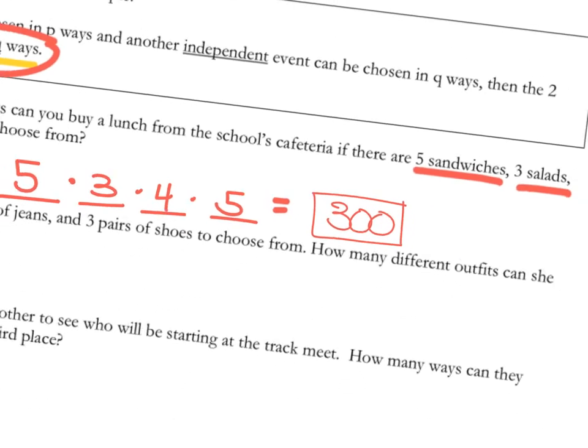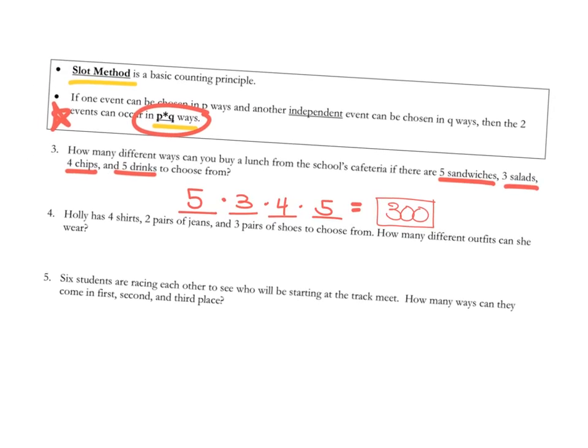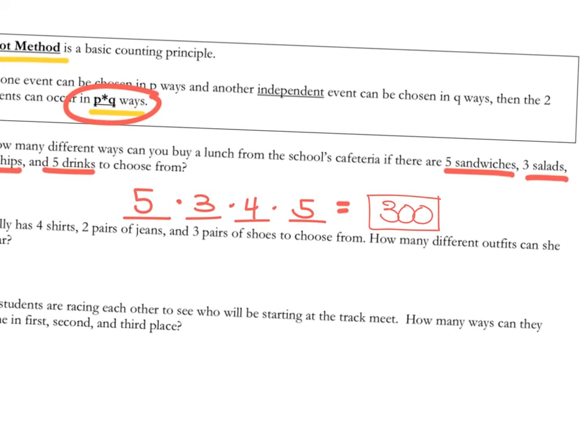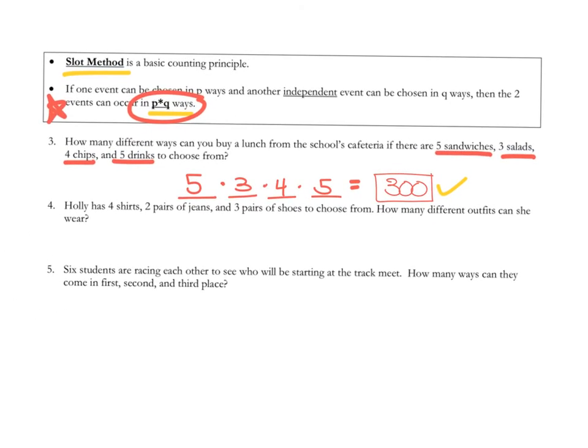So there's no way I'm going to make a tree diagram and say if I pick the first sandwich and then, you know, that's going to be insane. I would have 300 different choices. This is a faster way to count, okay?